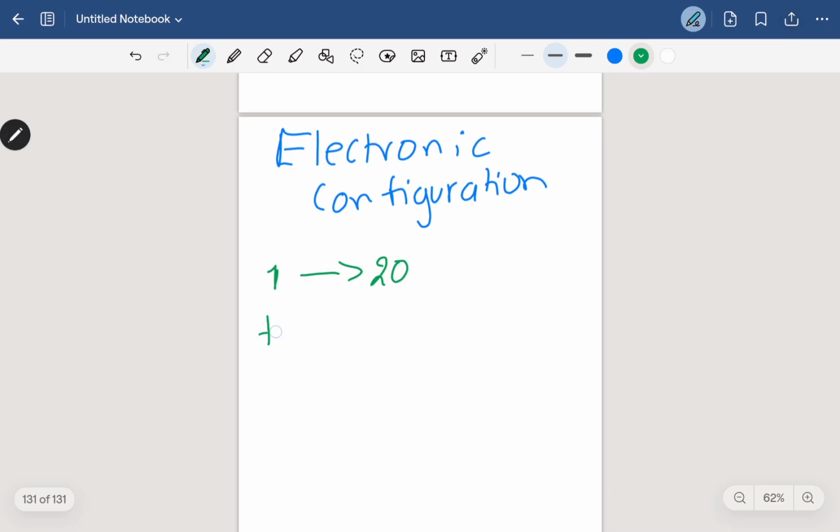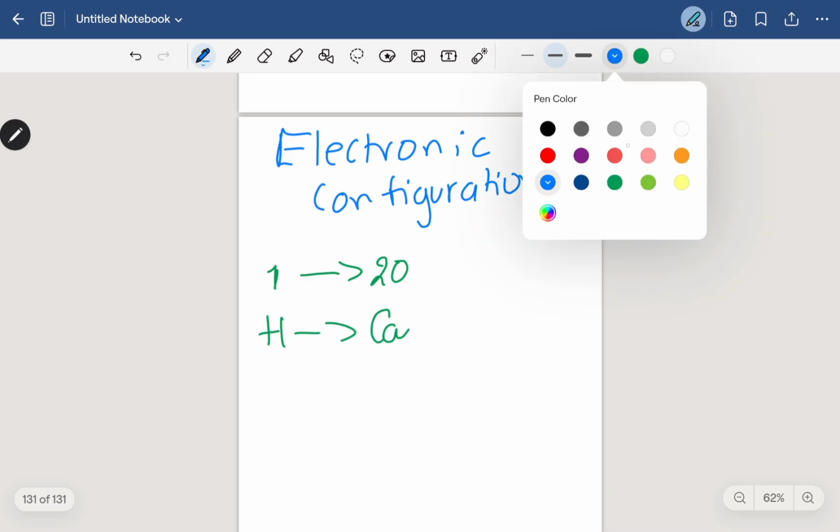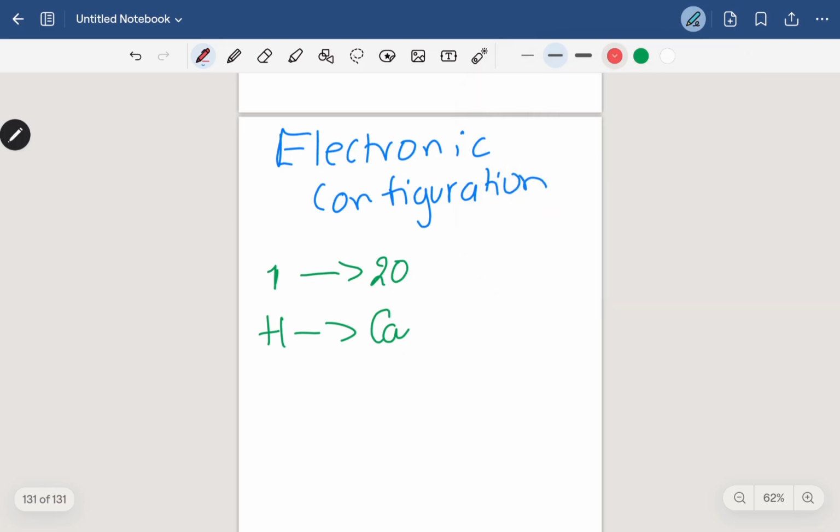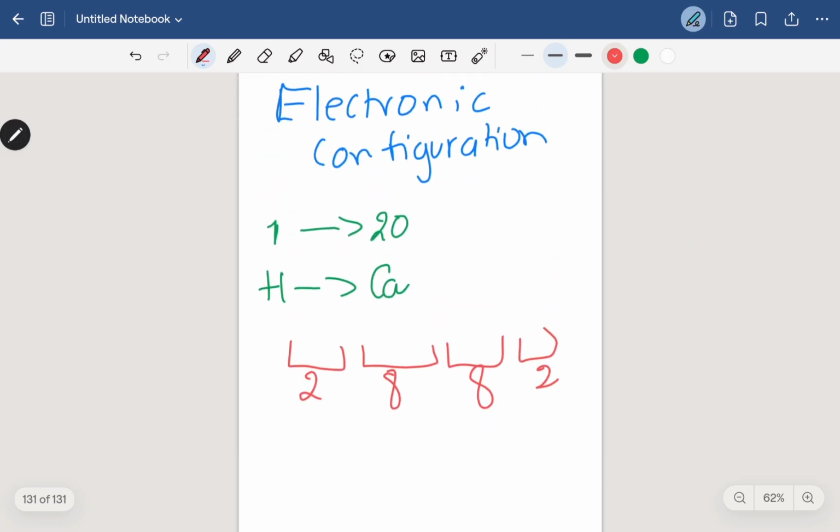So that is from hydrogen all the way to calcium. We can use this method of electronic configuration, which is the shells. And by the shells, we know that the first one can hold a maximum of 2, the second one can hold a maximum of 8, the third one can hold a maximum of 8, and the last one can hold a maximum of 2. So as an example, I'm going to choose any random element.